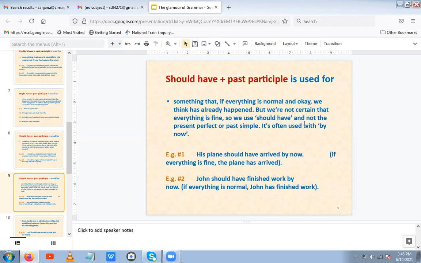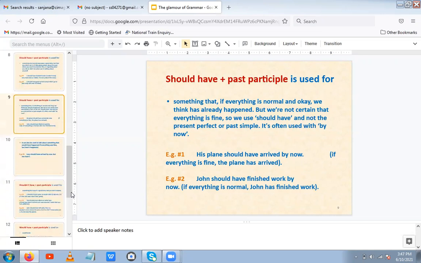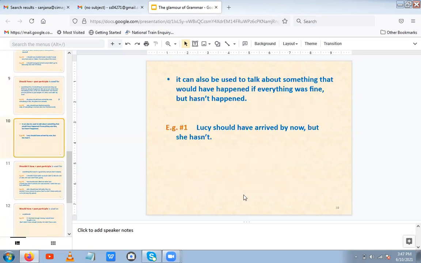John should have finished work by now. If everything is normal, John has finished his work. It means that he has finished his work or that the plane has arrived. When we say he should be home by now, मतलब वो घर पहुंच चुका होगा. He should have reached home by now. These structures are important for spoken or written. It can also be used to talk about something that would have happened if everything was fine, but hasn't happened. For example, Lucy should have arrived by now, but she hasn't. She should have arrived. John should have completed his work, but he hasn't.